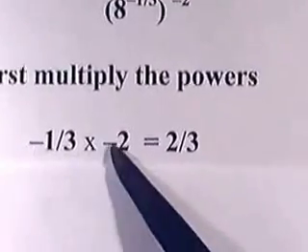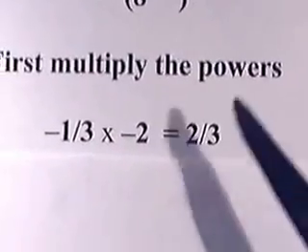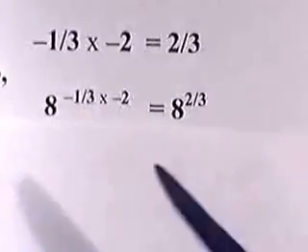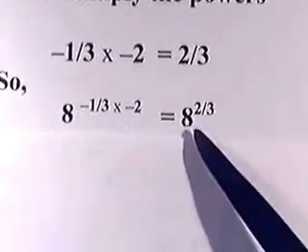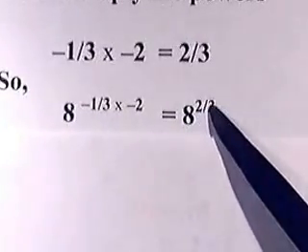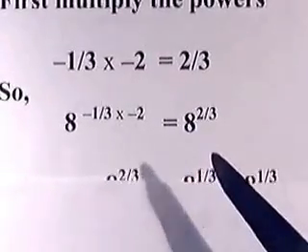Well, first thing, remember, it's the powers of the powers. So we multiply the powers. We're going to be multiplying minus 2 and minus a third. And a minus times a minus gives a plus, and a third times 2 is 2/3. So that's very easy. So 8 to the power of minus a third times minus 2 is 8 to the power of 2/3. Now we've got to go on to find the value of this.